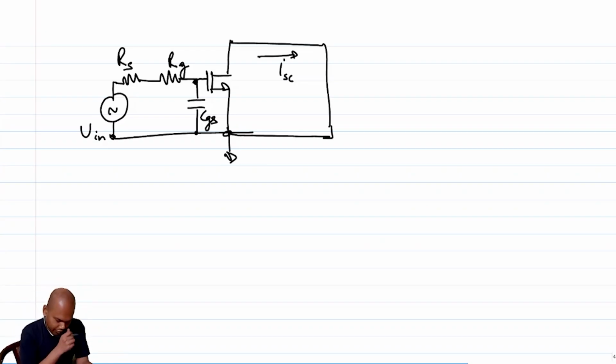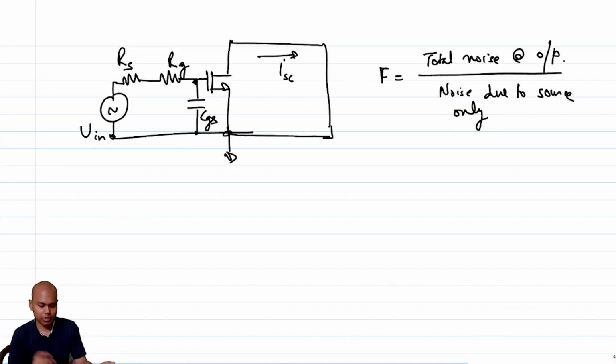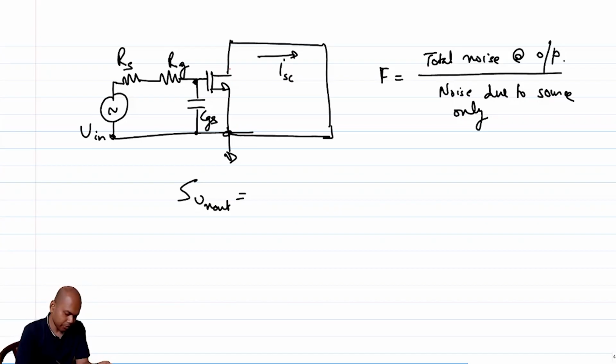Okay, fine. So again, if we recall, what is noise figure or noise factor? Noise factor is total noise at the output by noise due to source only, right? When I say source, I mean the source resistor. So what is the total noise at the output? So, SVN out. What are the noise contributors?